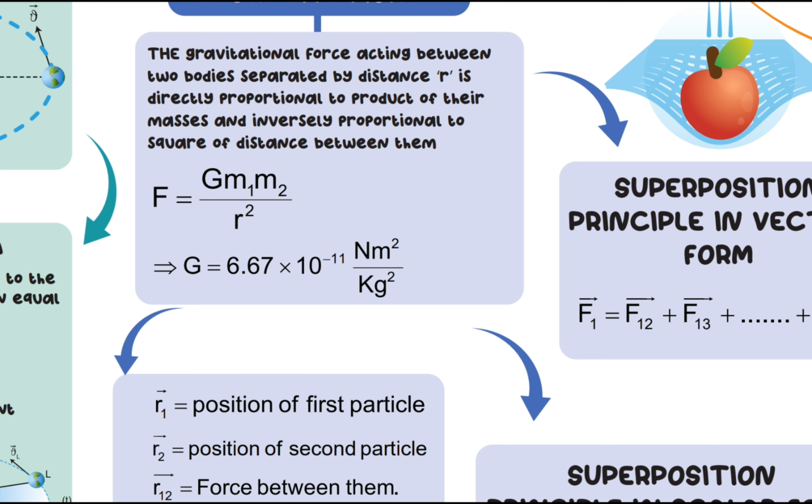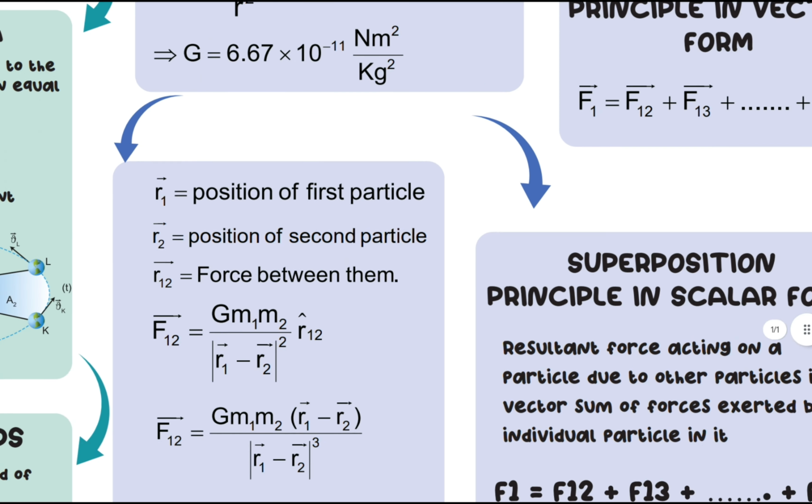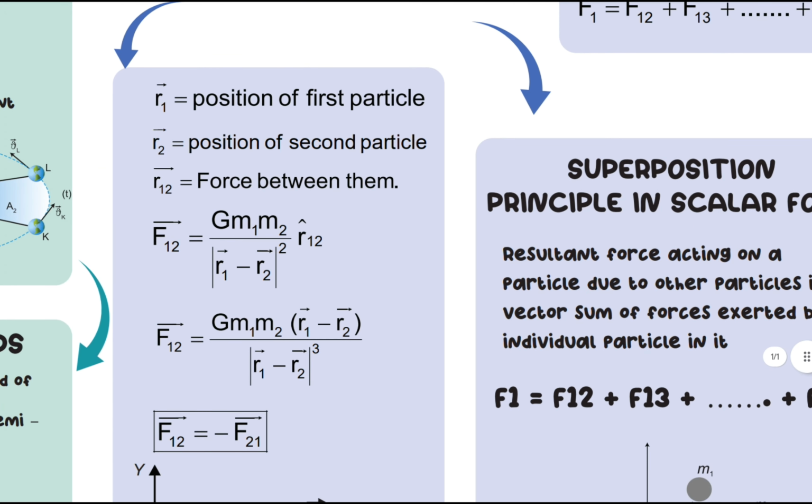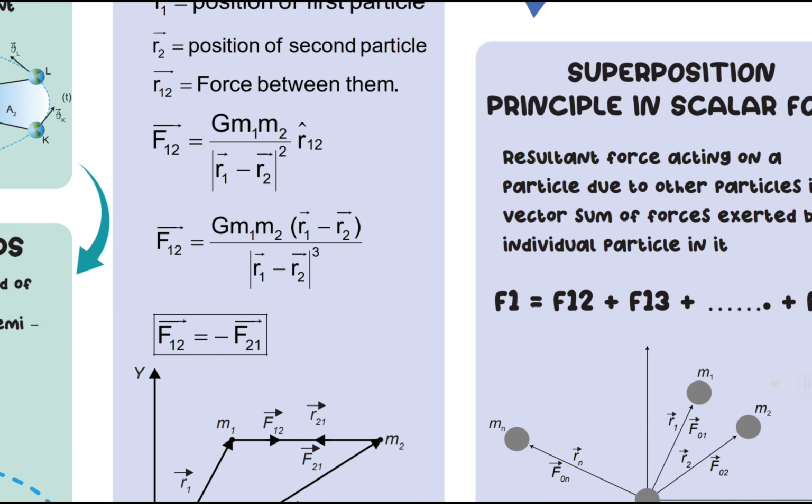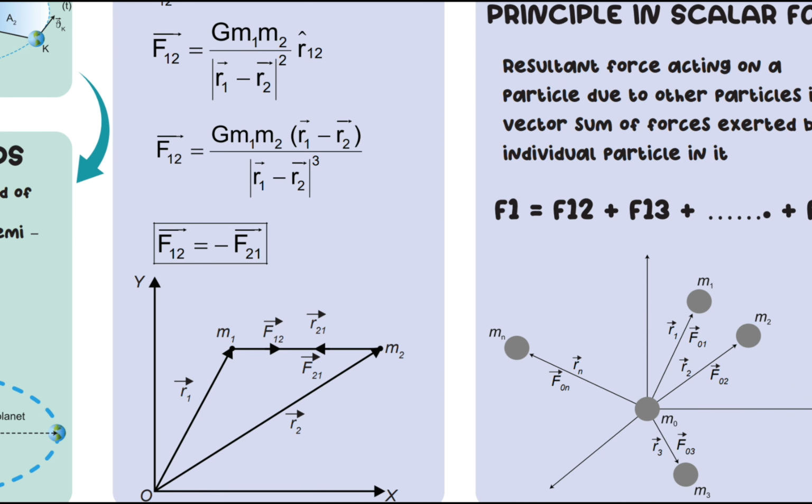G is the universal gravitational constant, which is equal to 6.67 into 10 raised to minus 11 Newton meter square per kilogram square. R1 is the position of the first particle, R2 is the position of the second particle, R12 is the vector between them, and F12 is the force, G m1 m2 by |R1 minus R2| whole square into R12 cap. F12 equals G m1 m2 by |R1 minus R2| whole cube into (R1 minus R2), which gives F12 equal to minus of F21.